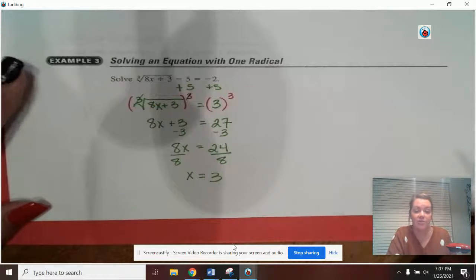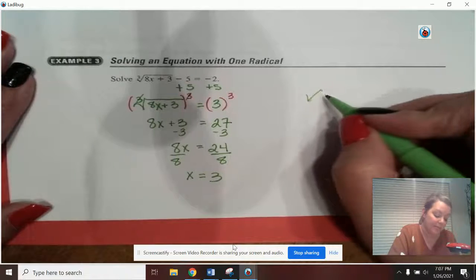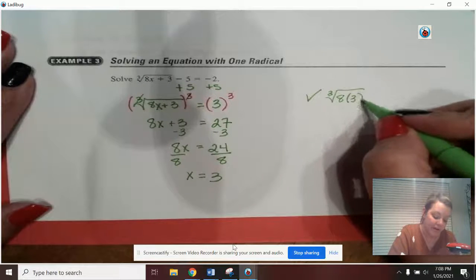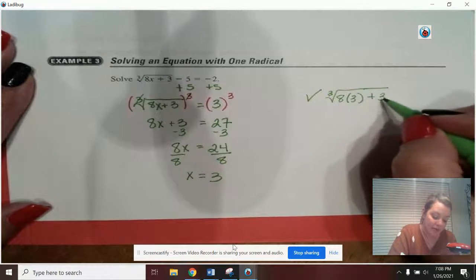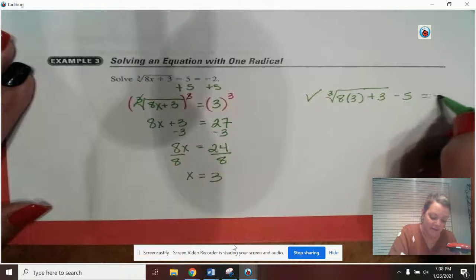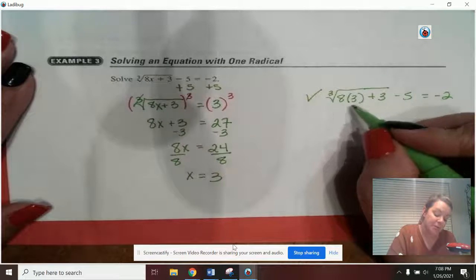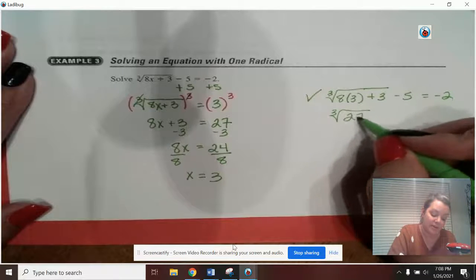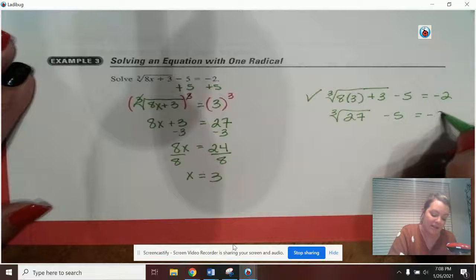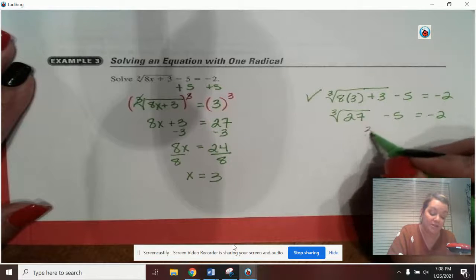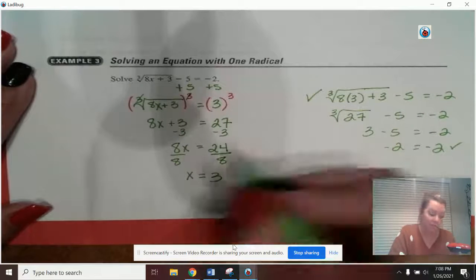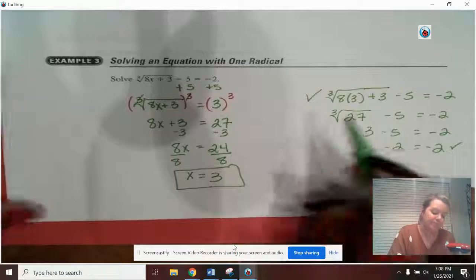I'm going to do a quick check just to make sure it works. So I'm going to come over here and check that the cube root of 8 times 3 plus 3 minus 5 really does equal negative 2. So underneath the cube root, I've got 24 plus 3, which is 27, minus 5 equals negative 2. Cube root of 27 is 3, minus 5. That does equal negative 2. So this one checks, and we're good to go. The solution is x equals 3.